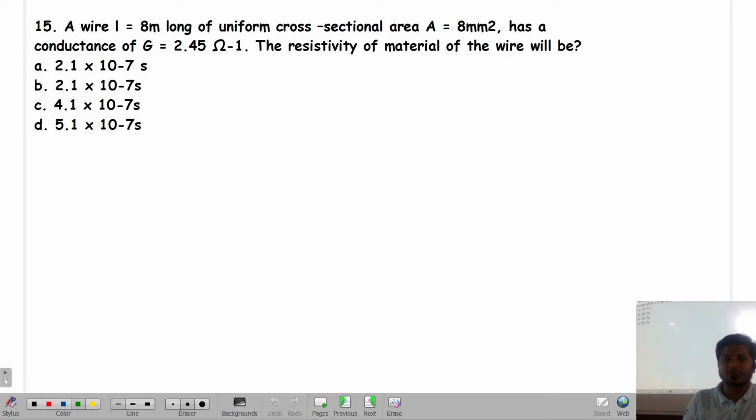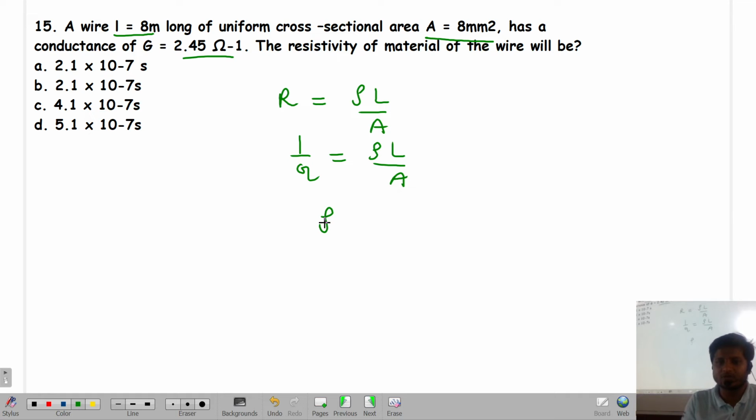Now, resistance of wire: length is given as 8 meters, area of cross-section is given, conductance is given. So, R is equal to rho L by A, or not? Tell me yes or no. R is equal to 1 by G, and also rho L by A. It is asking the resistivity of the material. So rho is equal to 1 by G, A by L. Put it over there.